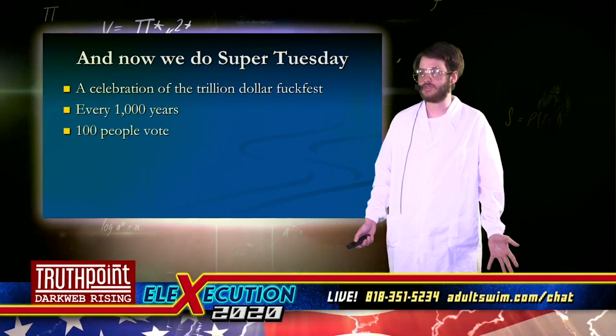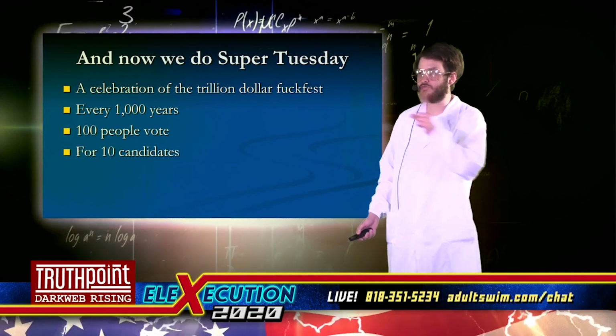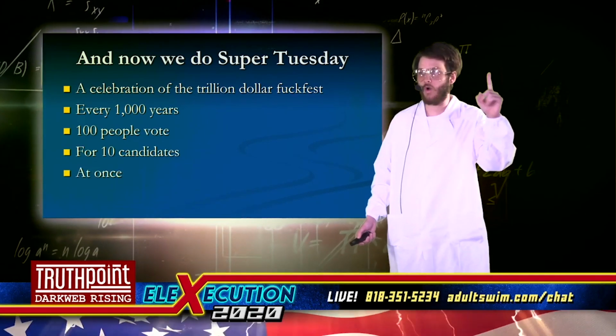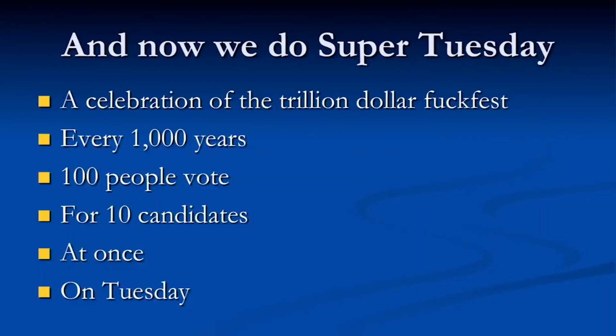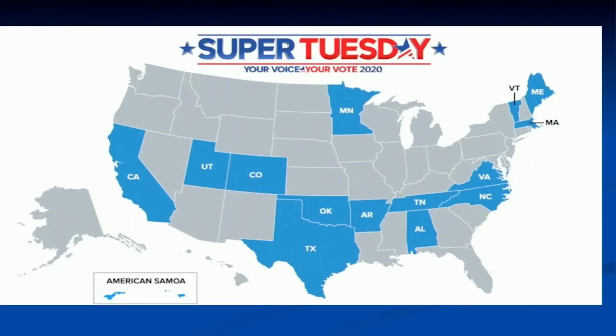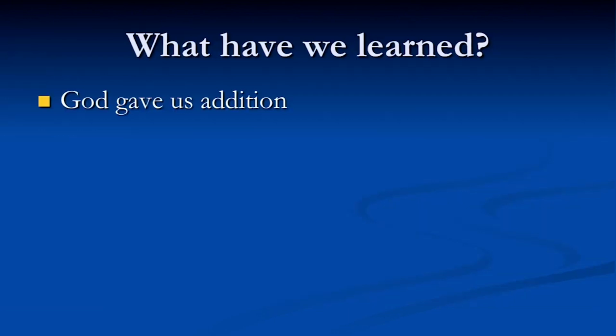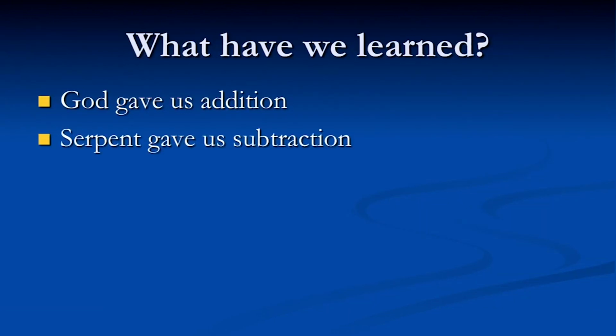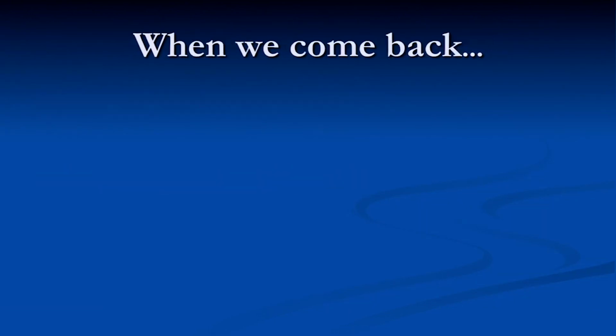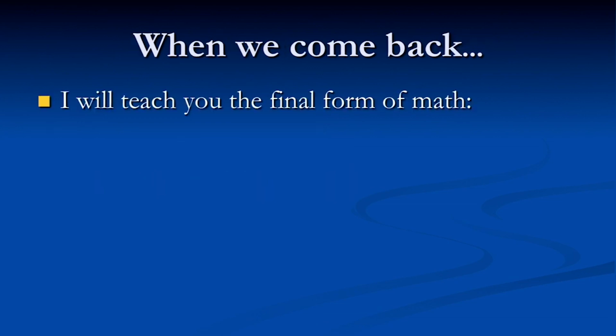Every 1,000 years, 100 people vote for 10 candidates at once on Tuesday. All right, and that is the Super Tuesday map. So what have we learned? God gave us addition, serpent gave us subtraction, women gave us multiplication, and when we come back, I will teach you the final form of math, division.